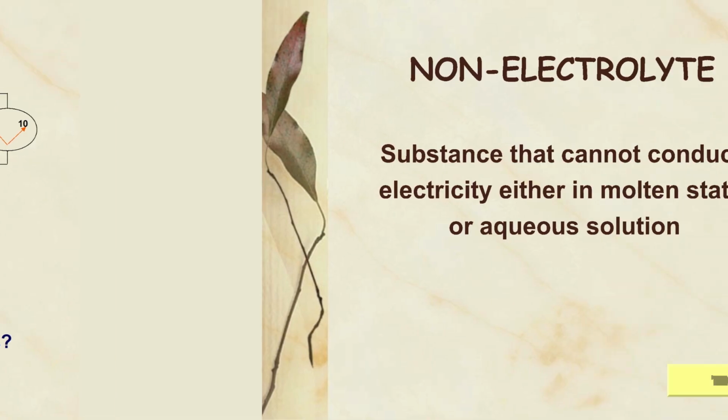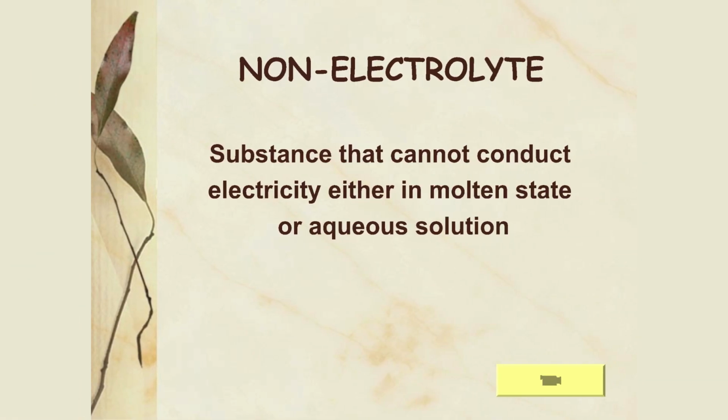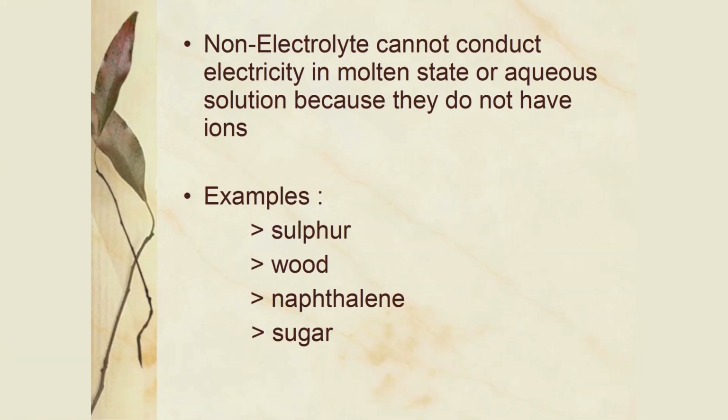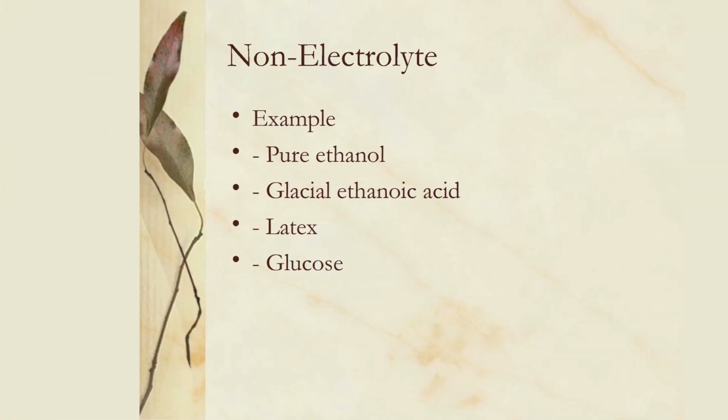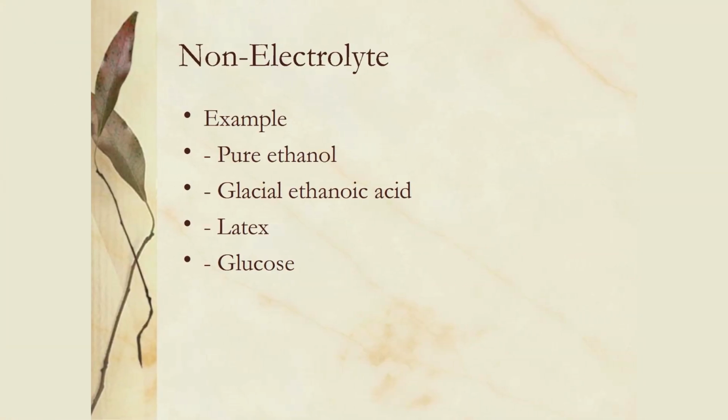Examples of non-electrolytes. Let us now look at non-electrolytes. A non-electrolyte is a substance that cannot conduct electricity either in a molten state or in an aqueous solution. They cannot conduct electricity because they do not have any ions that are free to move. Examples of non-electrolytes include sulfur, wood, naphthalene, sugar. Other examples are pure ethanol, glacial ethanoic acid, latex, and glucose.